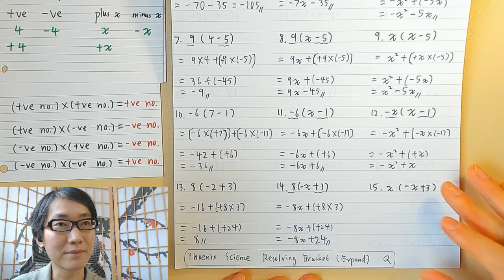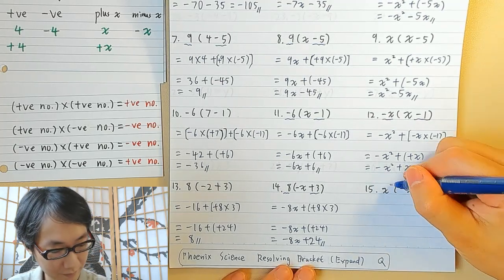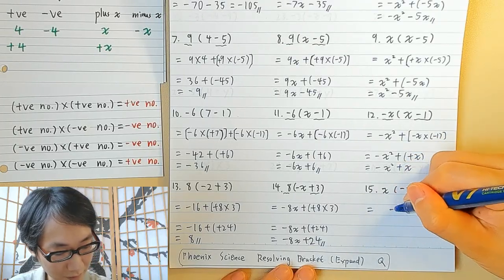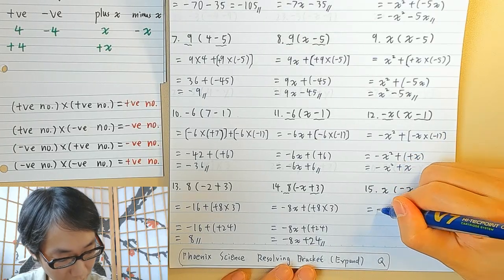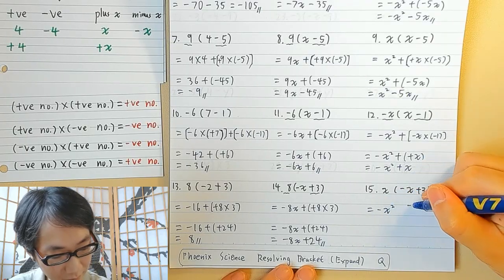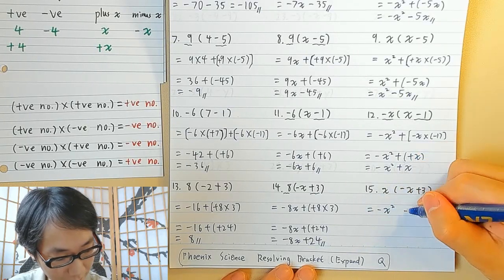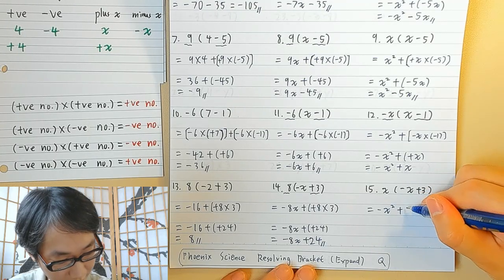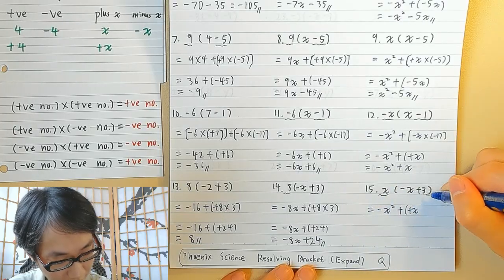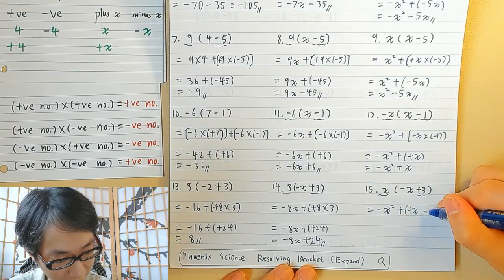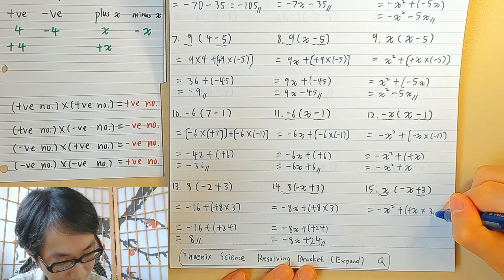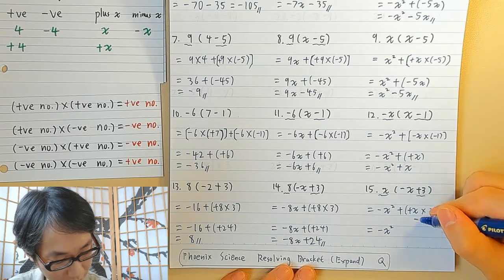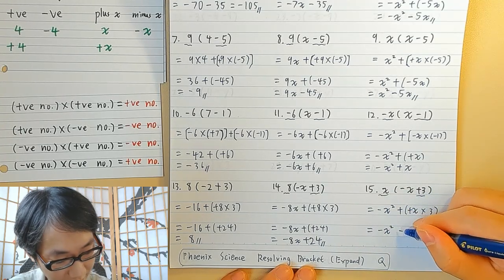Okay. Number 15. Plus x times minus x for the first term. So we have minus x squared for the first term, and positive plus x times positive 3. Negative x squared. In the small bracket we have 3x.